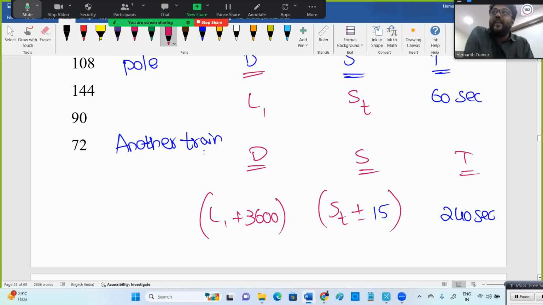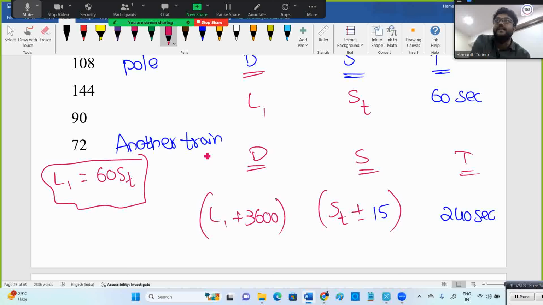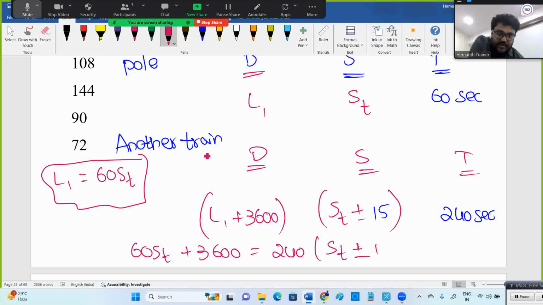So in place of L1, what I can do is, distance is speed into time. So L1 can be given as 60 S_T. Why? Distance is speed into time. In the first case, distance is L1, speed is S_T, time is 60, so L1 is 60 S_T. So in place of L1 I can put 60 S_T, then solve the second equation. The second equation is 60 S_T plus 3600 equals 240 multiplied by S_T plus or minus 15.